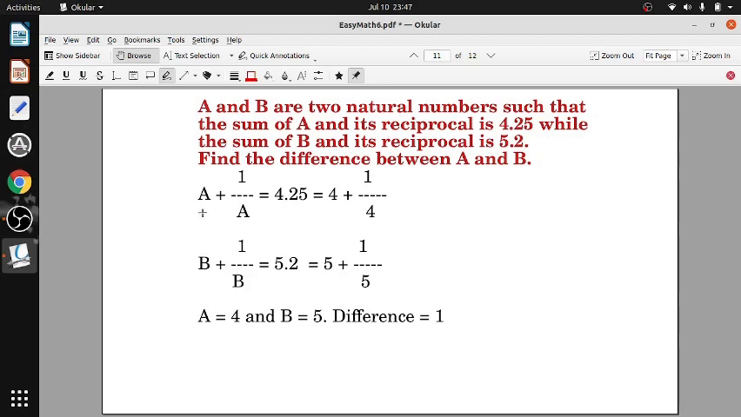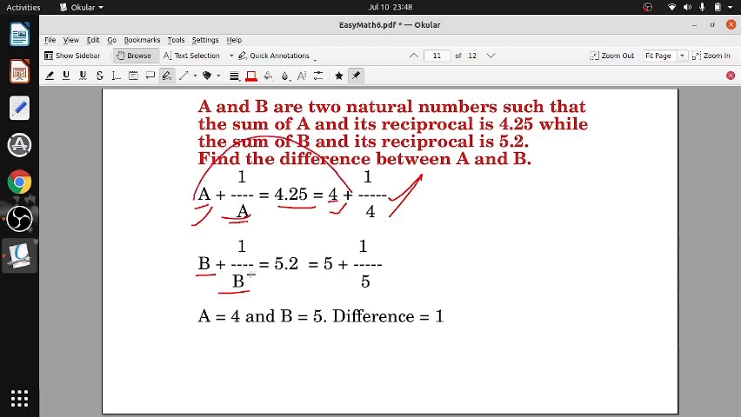So the easy method is A plus 1 by A, and the reciprocal is 1 by A. Similarly, B and the reciprocal is 1 by B. So 4.25 means 4 1 by 4. That means 4 plus 1 by 4. 4 का reciprocal है 1 by 4 and A का reciprocal 1 by A. So you got that A equal to 4 and 1 by A equal to 1 by 4.